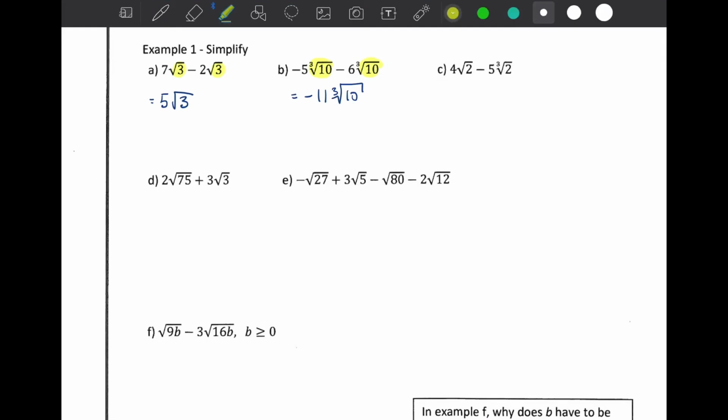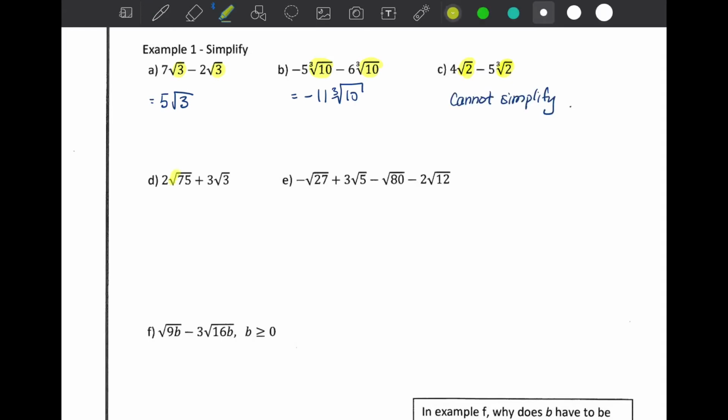Moving on to part C. This time we do have radicals in both terms, but the first term has a square root and the second term has a cube root. So we cannot further simplify. Let's take a look at part D.